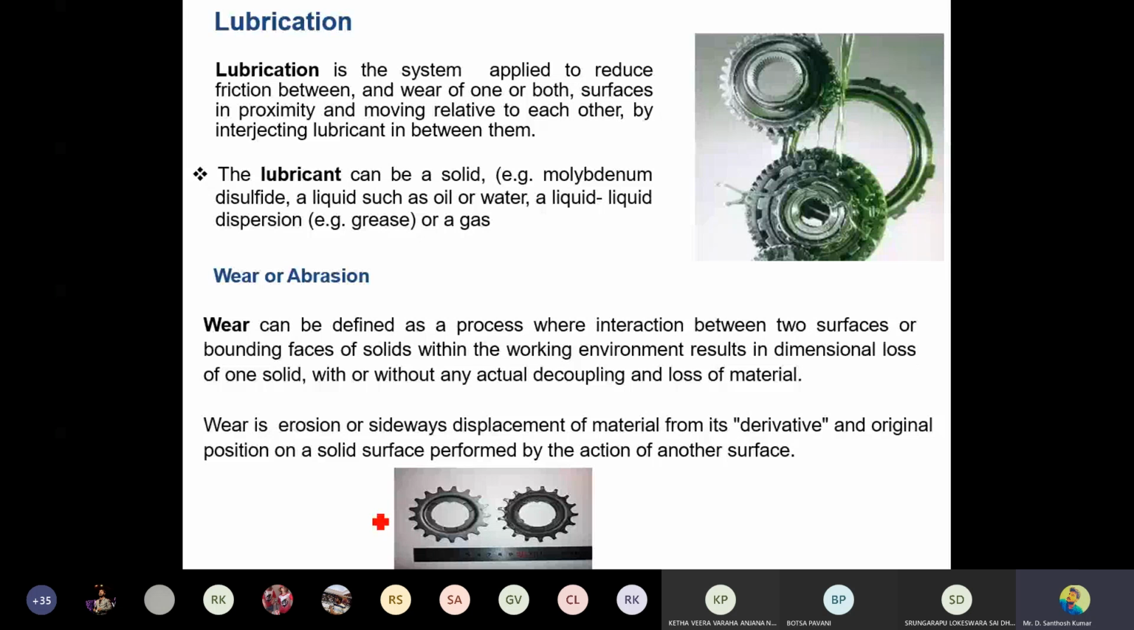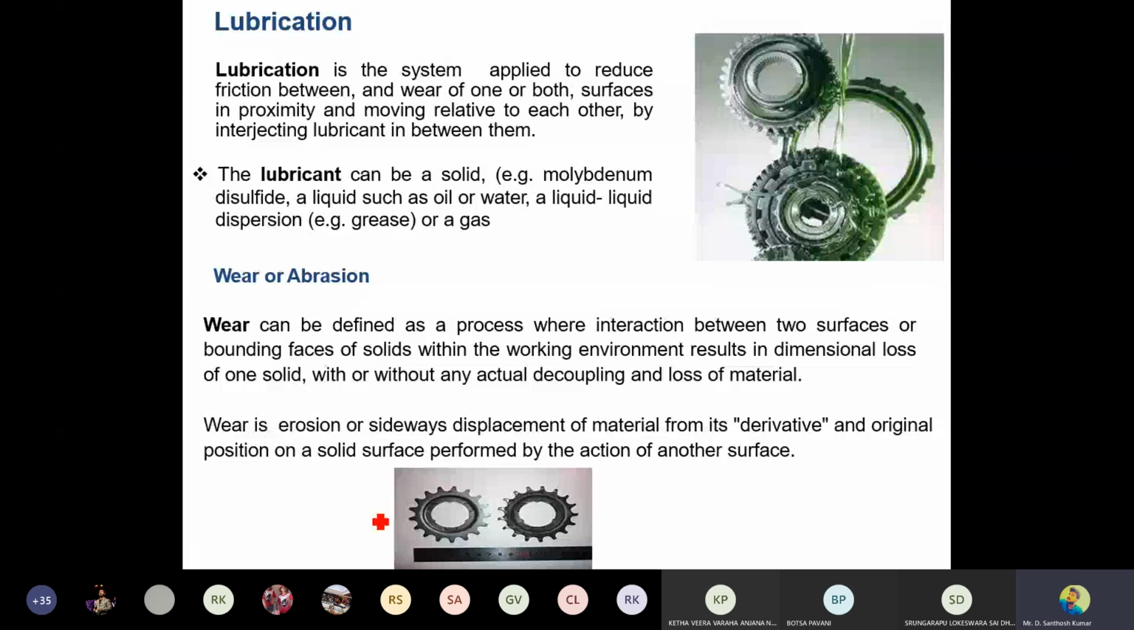Here we majorly talk about erosion, nothing but a loss of material. Once there is a material loss, then obviously what will happen? There is a change in the dimensions, maybe lengthwise or widthwise. Then obviously dimensional changes happen. Once there is a dimensional change, then what happens? Obviously the performance will come down.